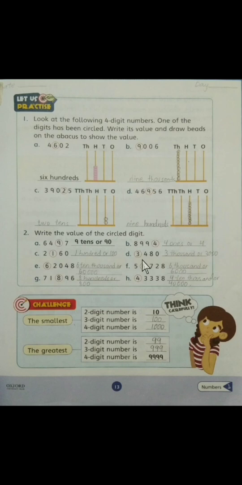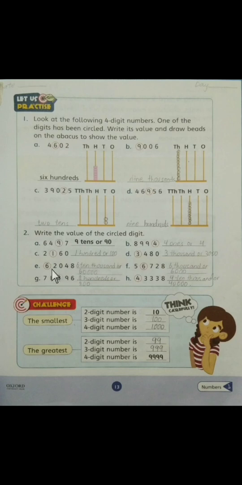Look at D. Here we have 3480. We named this number like 3480 and the circle digit, the place value of the circle digit is 3000, or we write it like 3000. Look at E. Here we have 5-digit numbers. Here we have number 62048.